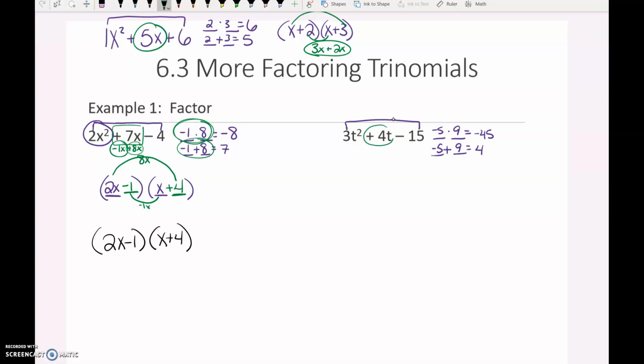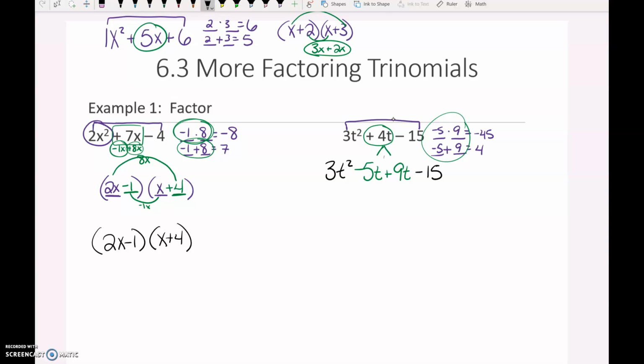We're going to take this 4t term and split it up into -5t and +9t. And the order of those does not matter. So this just got uncombined. We uncombined the like terms using these over here. We still have 3t squared in front, and we still have -15. So see, we haven't changed that trinomial. We just took the middle term and broke it up so that we now have 4 terms instead of 3.